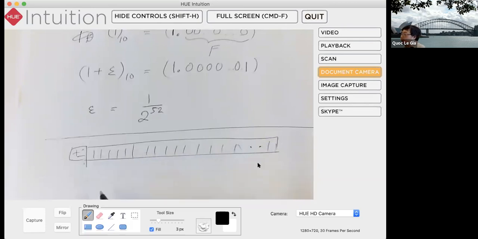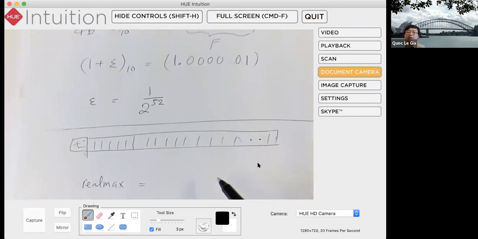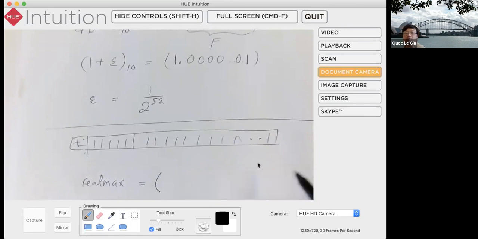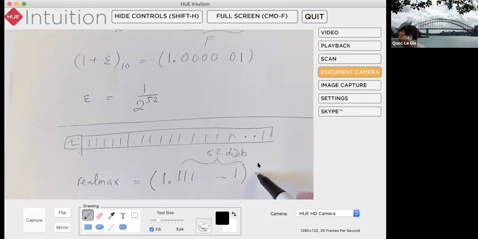Okay, but now what is that in terms of decimal? Suppose we call it real max. If you write it down in floating point representation, then the first digit is 1, and then 1, 1, 1, 1, and 1 up to the end. Remember there are 52 digits. And now do not forget the power. So now you have to multiply by the power.